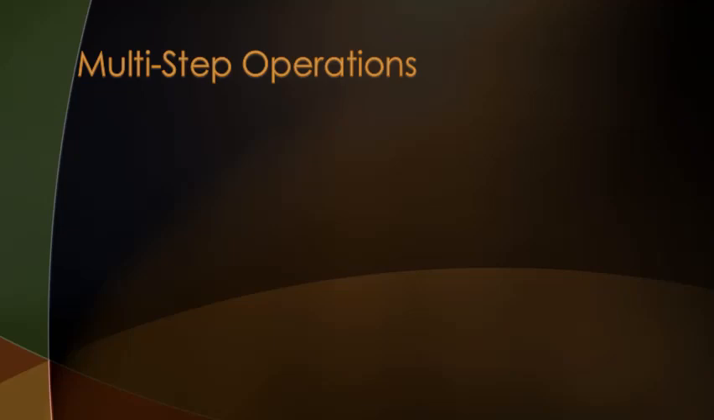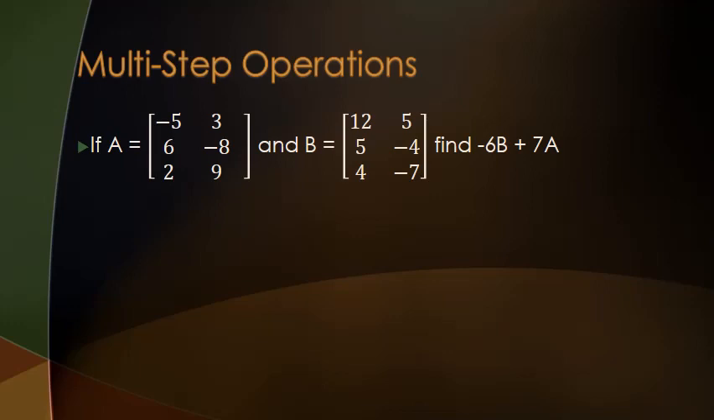And when we're saying the same dimensions, we're meaning that they've got the same number of rows and the same number of columns. We also looked at multiplying matrices by a scalar, which is kind of like distributive property. In fact, very much like distributive property. And now we're going to combine the two, and we're going to do what we call multi-step operations. So let's see what we got here.